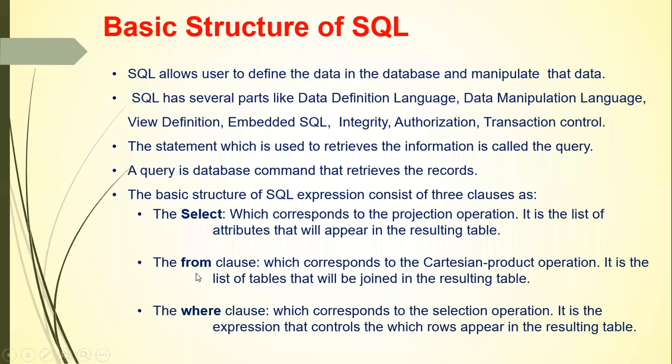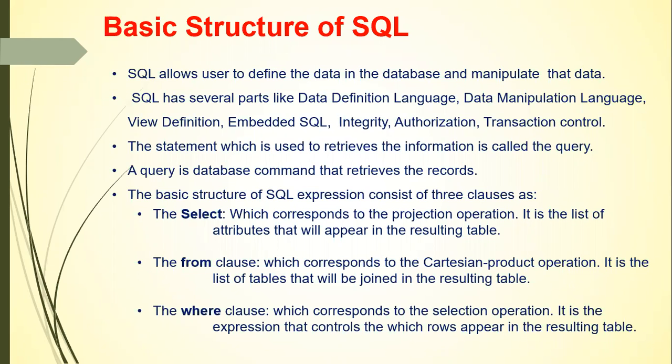Then the from clause, in the sense that it says from which table you want to fetch the data. Okay, the name of the table from which you want to fetch the data is mentioned in the from clause. That corresponds to, and it is also corresponding to, the Cartesian product operation. It is the list of tables that will be joined in the resulting table. For data to come into the final resulting table, the binding of the tables performed before that should be considered under this from clause.